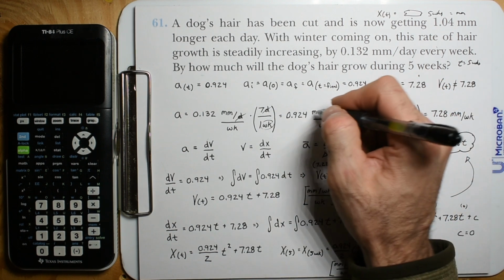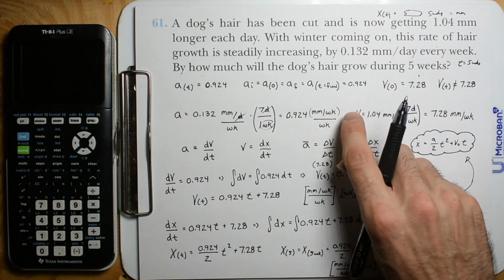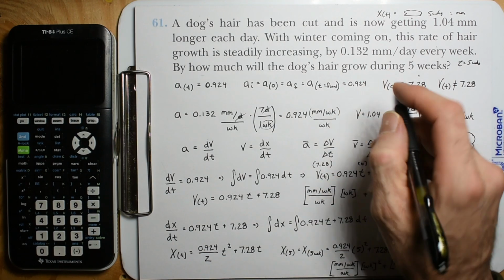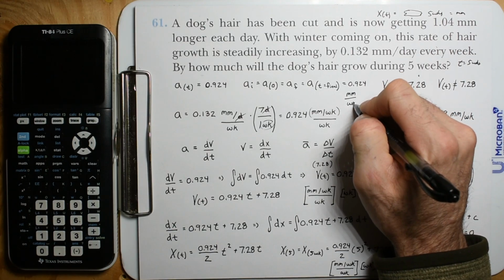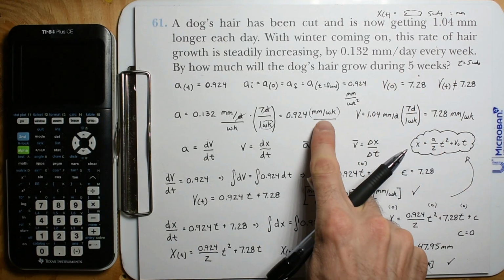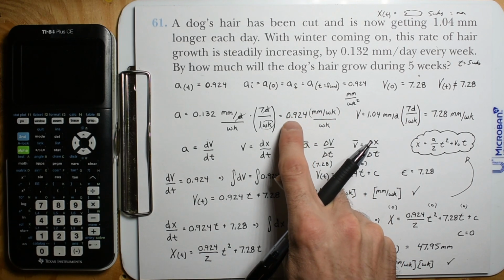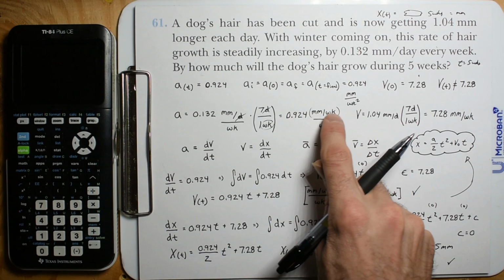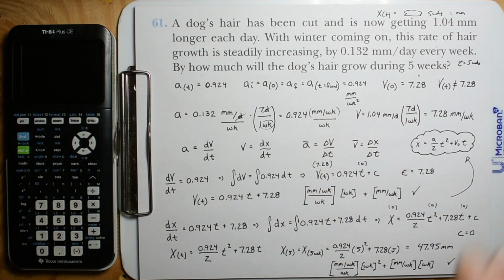I always write acceleration like this, even though it has your time value. A lot of people would write it as millimeters per week squared. If you write it like this, you can say it out loud: this is a change in velocity of 0.924 millimeters per week every week. And I think that's a very useful thing to do.